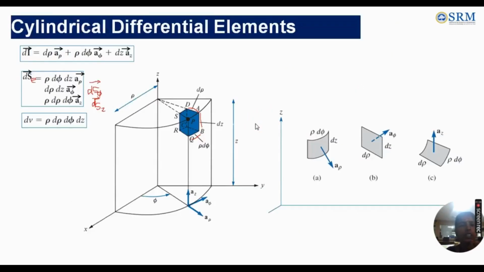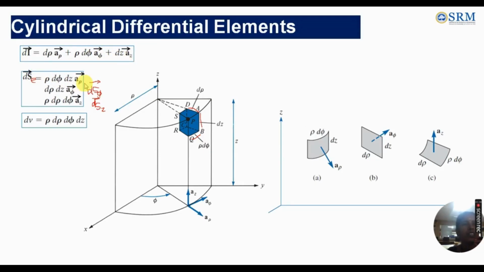Now let us understand how to write the differential elements: length element, differential surface, and volume element. We considered initially the radius of the cylinder rho. Now we take the incremental radial element d rho along the rho axis, and d phi, which depends on the radius. So we take the arc length as rho d phi, and for z it is dz. In vector form, dl is equal to d rho a rho cap plus rho d phi a phi cap plus dz a z cap.